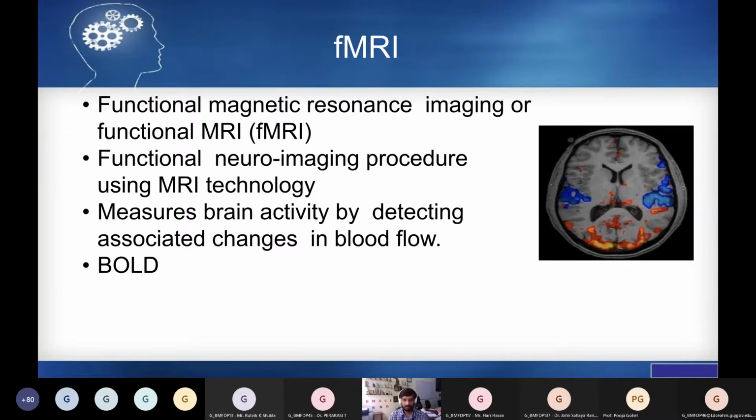So if I'm talking right now, what part of the brain gets maximum oxygen, you will get different colors here. Based on the color, you can say here there is maximum oxygen, and here there is very little oxygen. That's why the color is different. So it's again a color bar. Red is more active, blue is less active, yellow is in between. So BOLD is one of the techniques used in fMRI.